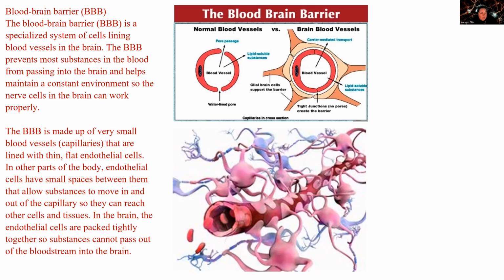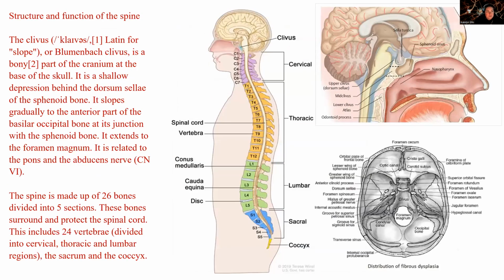In other parts of the body, endothelial cells have small spaces between them that allow substances to move in and out of the capillary. So that's what I was showing you in this image up here on the left. They have these pore passages normally so that these larger macronutrients can reach other cells and tissues. But in the brain, the endothelial cells are packed tightly together, as shown in this image on the right. You see how that red is almost like a perfect circle with just a tight closed line. It's packed tightly so that substances cannot pass out of the bloodstream into the brain. We don't want chemicals that don't belong in the brain causing any issues with nerve function.